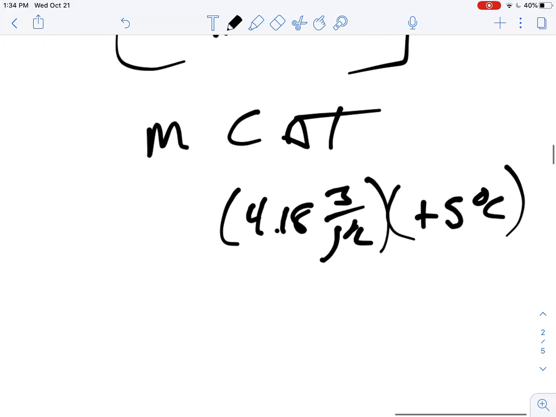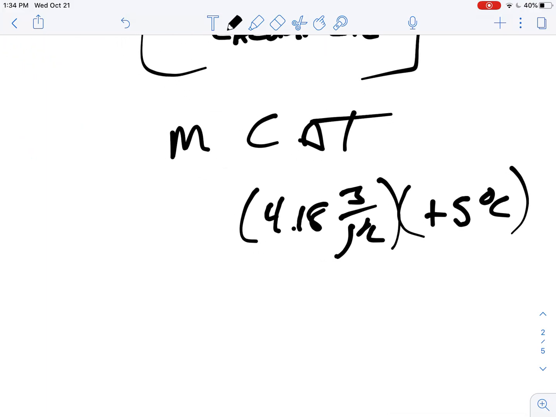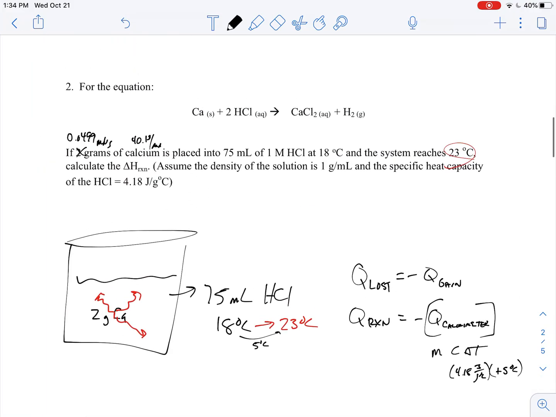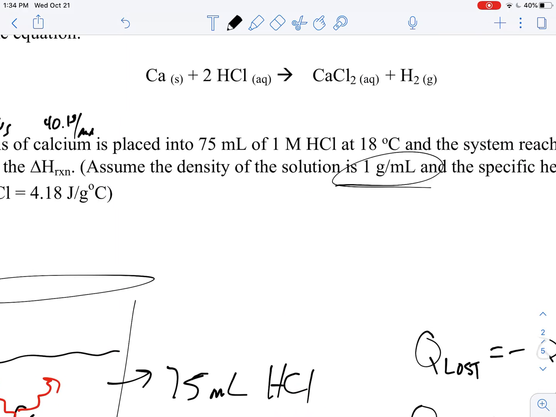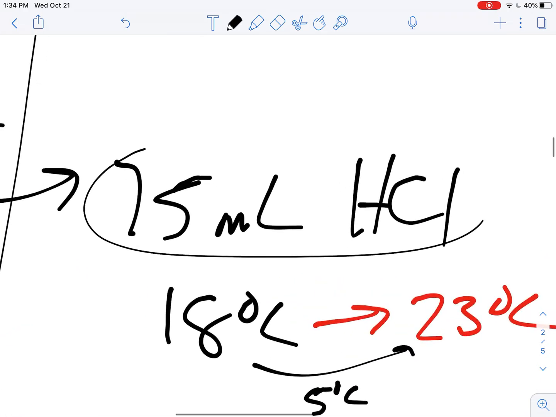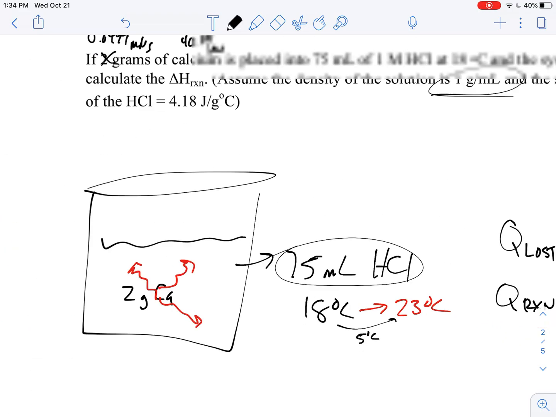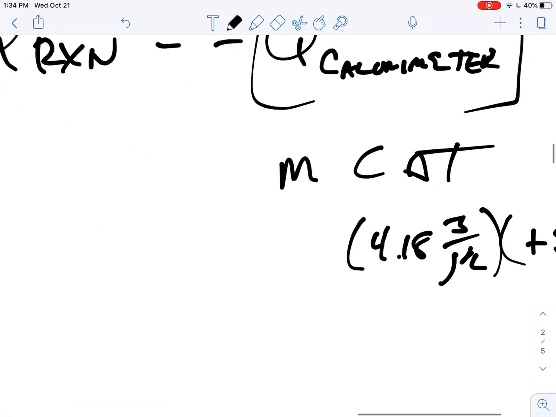Now here's your last little bit. They told you that the density of the solution is 1. There it is. They told you that. And they told you that it was 75 milliliters, right? So what you're going to want to do is come down here and put in 75 grams.